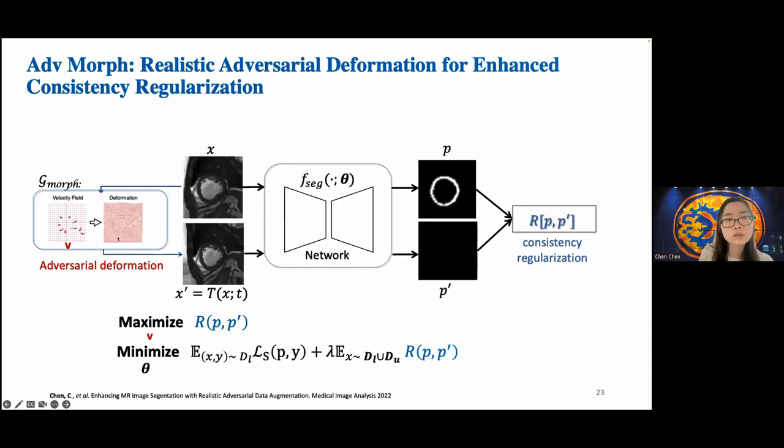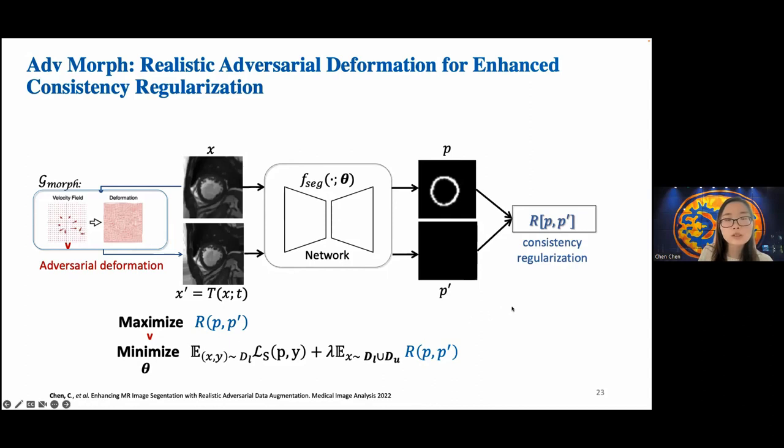So in this work, we're trying to replace the previous bias field generator with this adversarial deformation generator model, which is based on the static velocity field based deformation model. I will give you more details about this later, okay? But the idea is very similar to the previous one. We get the input images and augmented images, and we're trying to optimize the underlying velocity field so that the network can perform very inconsistent predictions compared to the original one, okay?